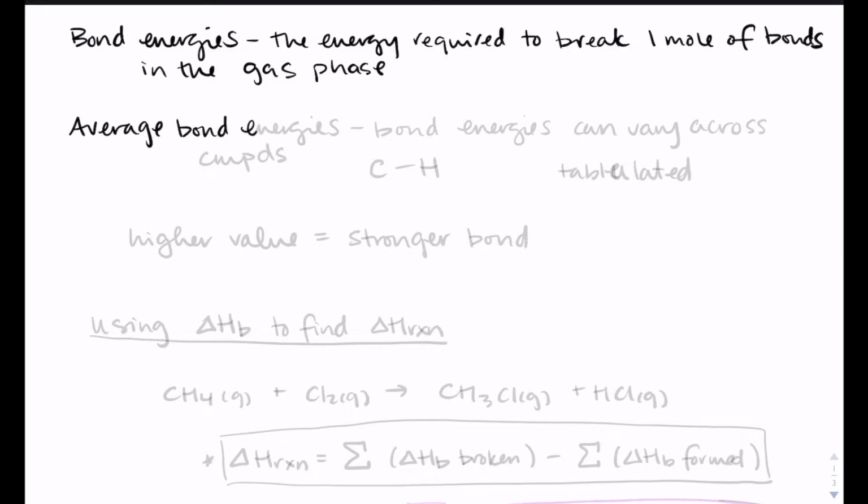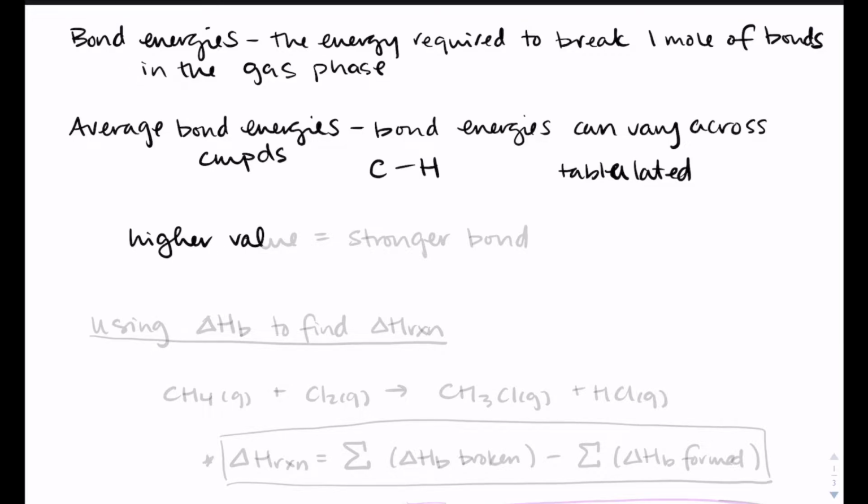If you imagine a carbon hydrogen bond, you can have a ton of different molecules that have a carbon hydrogen bond. And depending on what that carbon is also attached to, it can change the energy of that carbon hydrogen bond. However, it is close enough that we can use these average bond energies and tabulate that data and use it to get useful information about reactions and compounds.